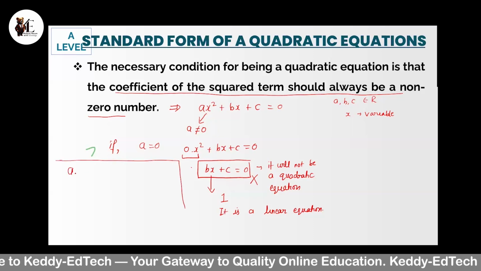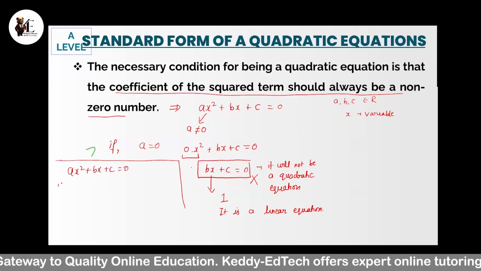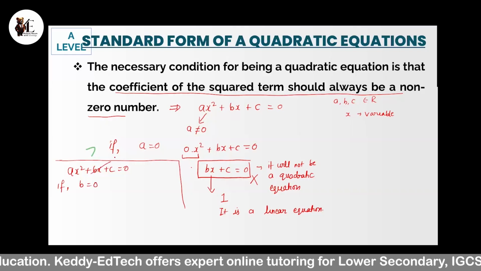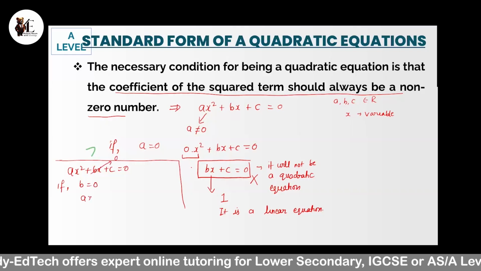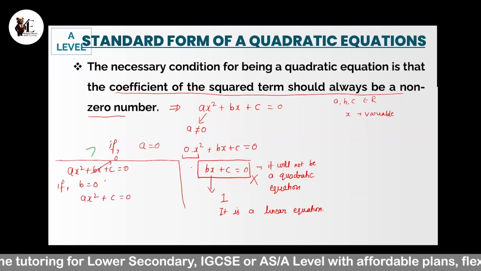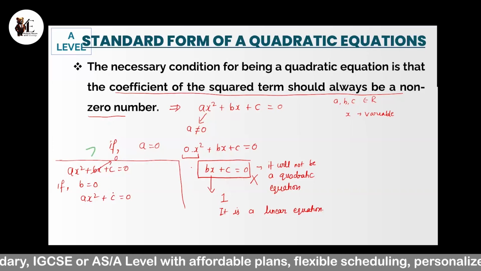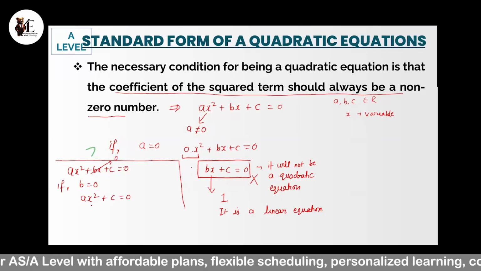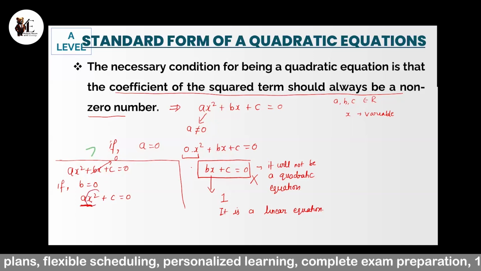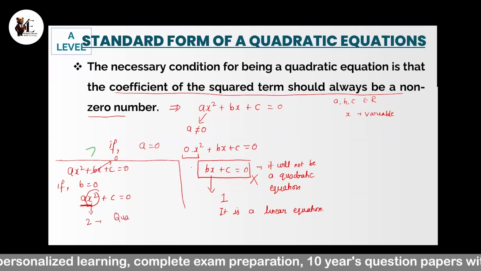So let's say this is ax square plus bx plus c is equals to 0. And if the coefficient of x, that is b, is equals to 0, then this term will be 0. Now we will have ax square plus c is equals to 0. Now we check the condition for the quadratic equation, that the highest power of the variable should be 2. This is the variable term because x is the variable in this whole equation. So its highest power is still 2. So it is a quadratic equation.